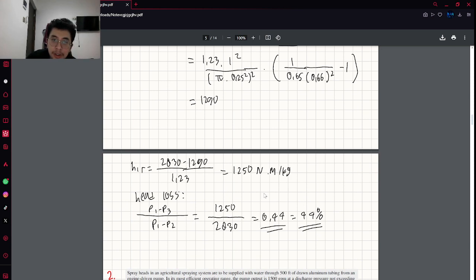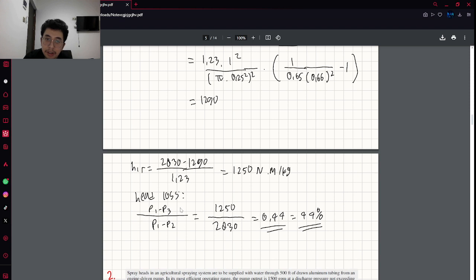And then we can actually do some head loss. We can substitute those numbers into the head loss equation, and we get 1250 newtons per meter. Okay, so let's analyze it, shall we? Okay, so we got the head loss.